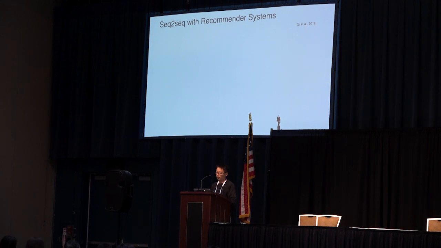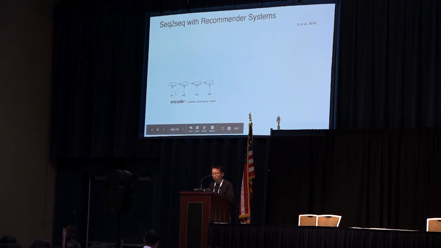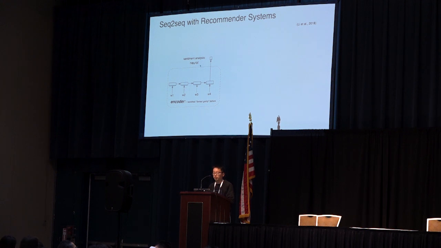So again, the researchers have proposed to combine sequence to sequence into the recommender system. On the encoder side, this is the user input: I watched Forrest Gump before. Then apply a sentiment analysis module to extract the sentiment information. With the movie together, the movie and the sentiment are sent to a recommender system, and then a new movie can be recommended.